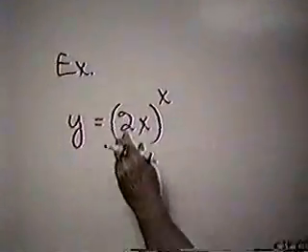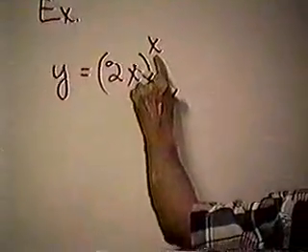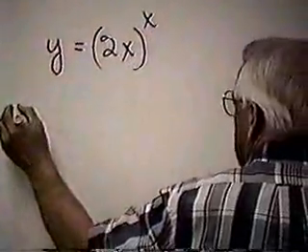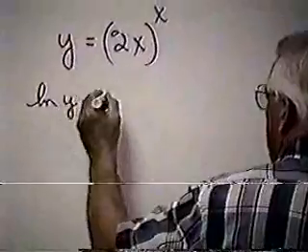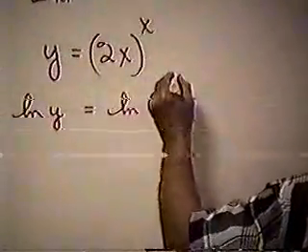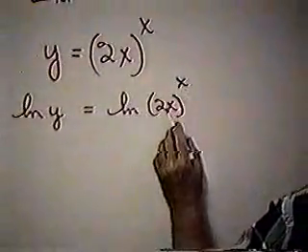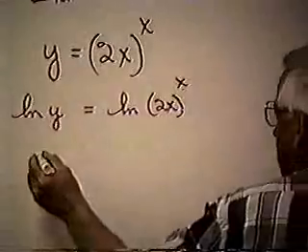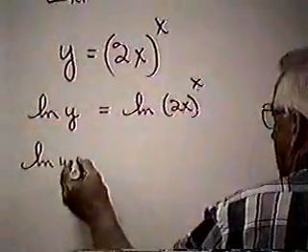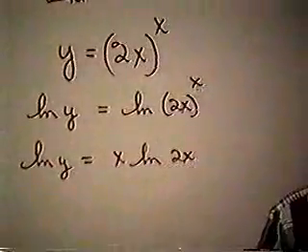Okay, we have y is equal to an unknown to an unknown power. Now what we do is take the log of both sides. Log of y is equal to log of 2x to the x power. Now remember what we get to do with a power, the log of a number raised to a power. We get to move that out. So we have the log of y is equal to x times the log of 2x.